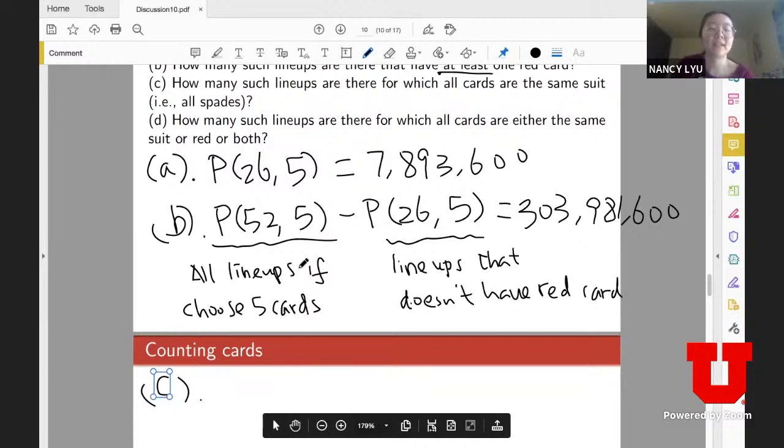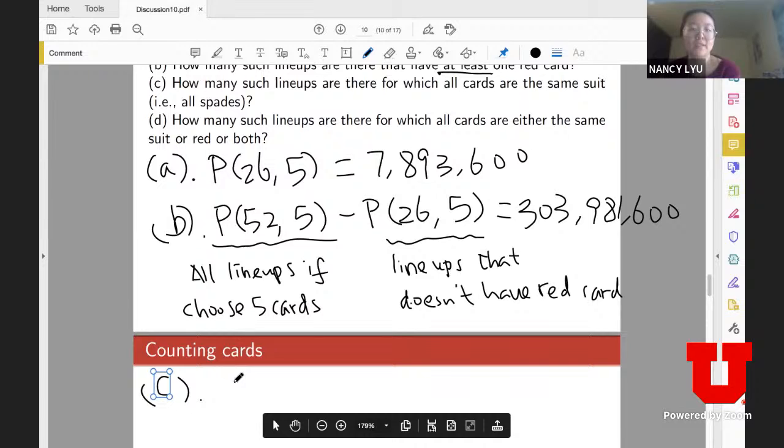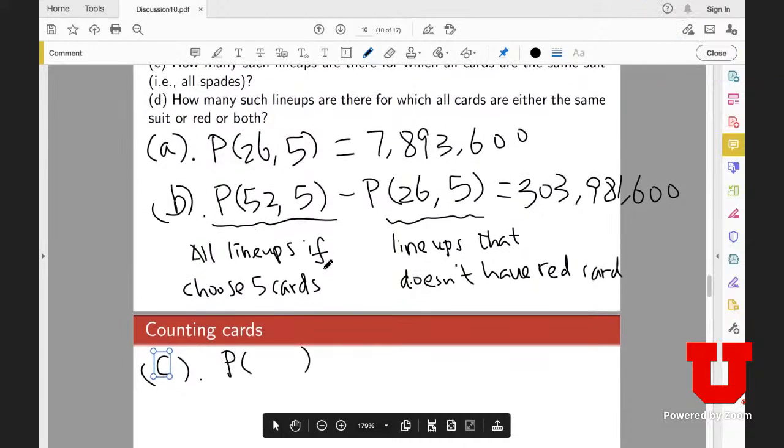So for part C, it asks, how many such lineups are there for which all cards are the same suit? We have 4 possible suits to choose from, and we want to pick 5 cards from that suit. What are the possible lineups if we want to choose cards that are all spades? How do we denote that? 13 choose 5. Exactly.